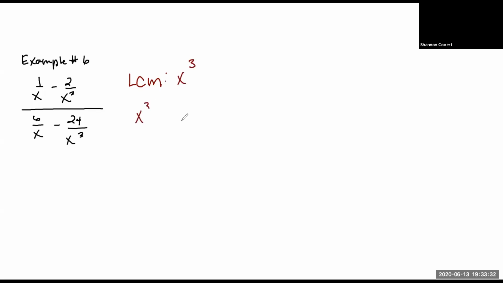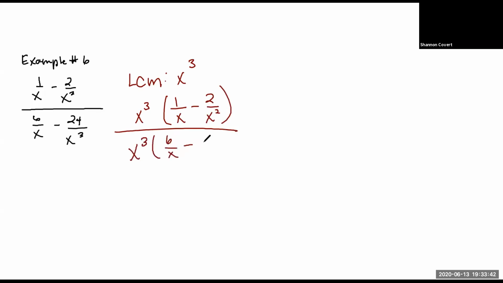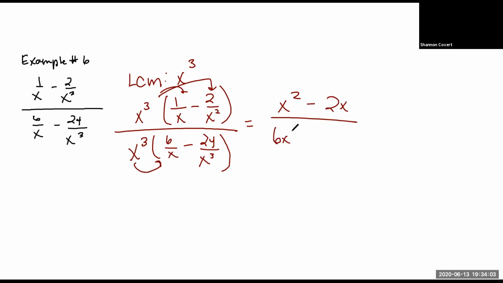I'm going to multiply x to the third times my numerator, which is 1 over x minus 2 over x squared, and take x to the third times my denominator, which is 6 over x minus 24 over x to the third. When I distribute in my numerator, I end up with x cubed times 1 over x being x squared. X cubed times negative 2 over x squared ends up giving me negative 2x. In my denominator, x cubed times 6 over x is 6x squared. X cubed times negative 24 over x cubed is negative 24.